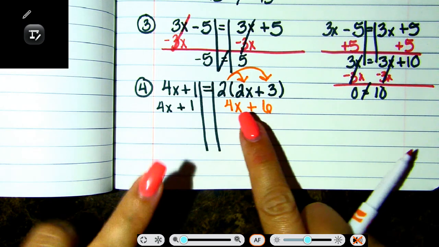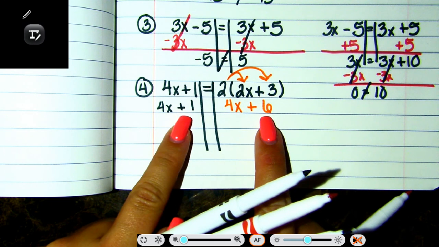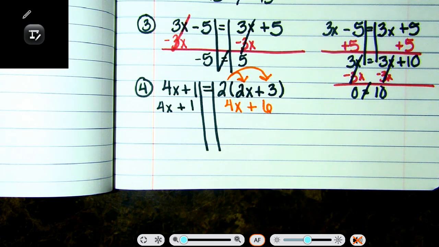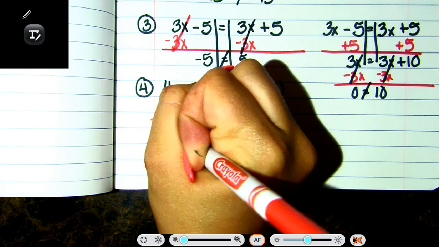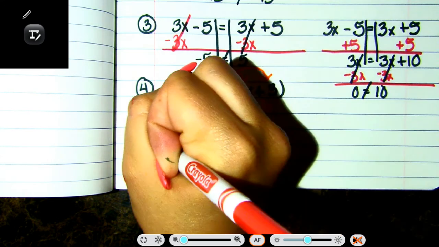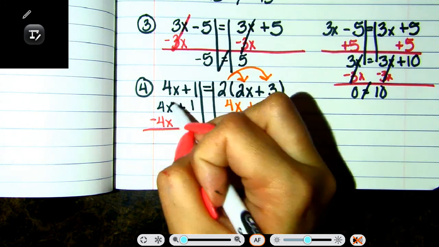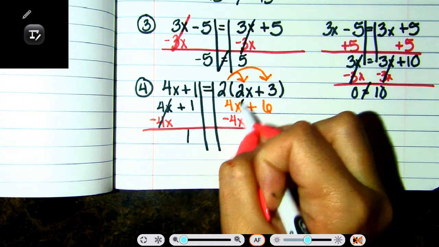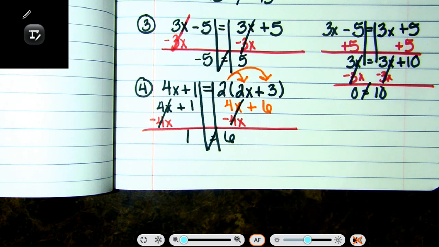So here I see that my 4x's are the same, but a plus 1 and a plus 6 is not going to give us the same answer. Okay, so let's try subtracting my coefficient and the variable over. Okay, this is 0, this is 0. 1 will never equal 6.